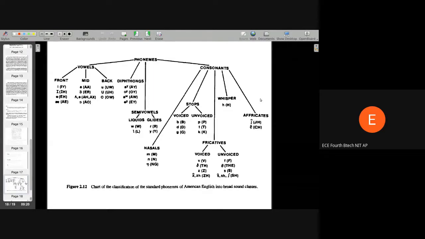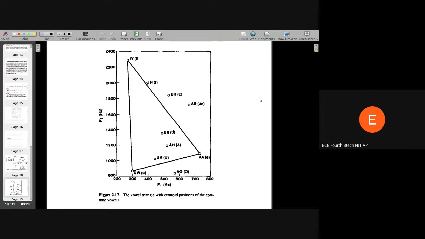So generally people would expect you to know these classifications. We talked about this vowel triangle. As I said, depending on the resonances, we have found that these vowels have a certain range in which the vocal tract resonances occur, and hence we can classify them. We found this vowel triangle sort of.